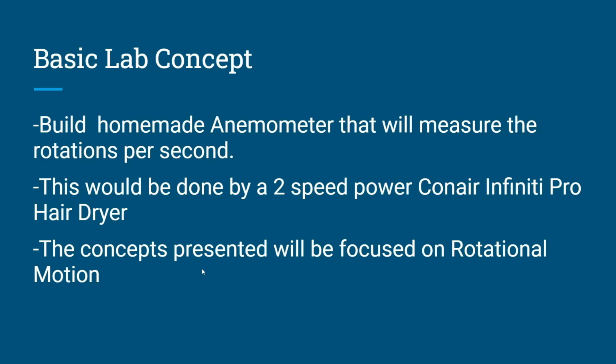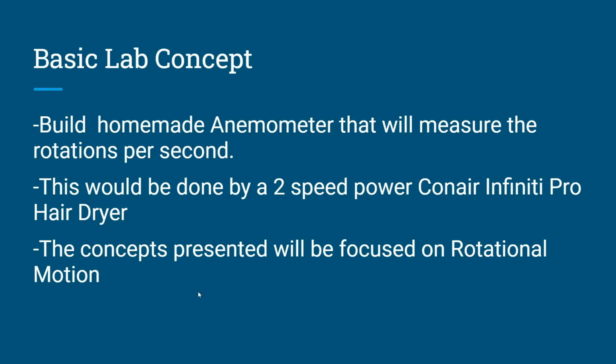Basic lab concept. In this lab, we will be building a homemade nanometer that will measure the rotations per second based off of the force created by the air in the hairdryer. We will do this at 3 different distances away, 2 feet, 3 feet, and 4 feet. This will be done with a 2-speed, low and high powered Conair Infinity Pro hairdryer.